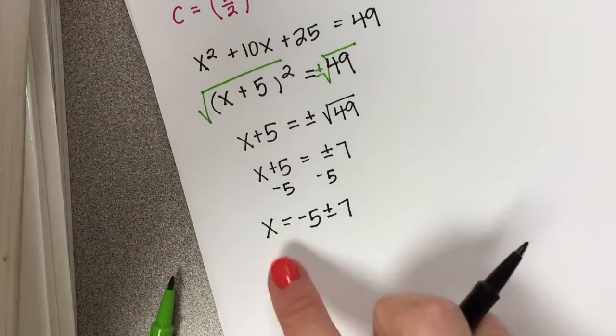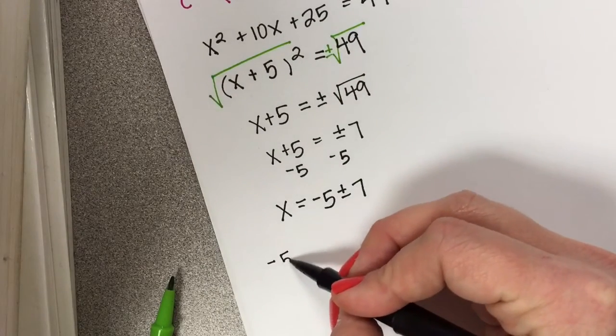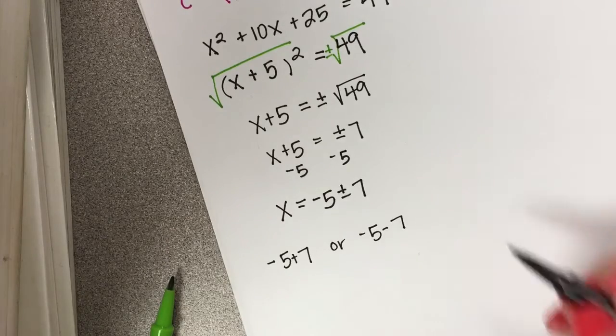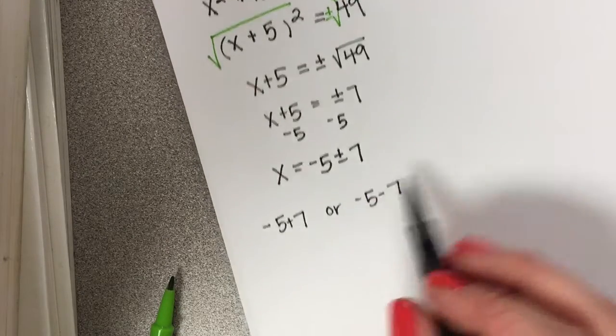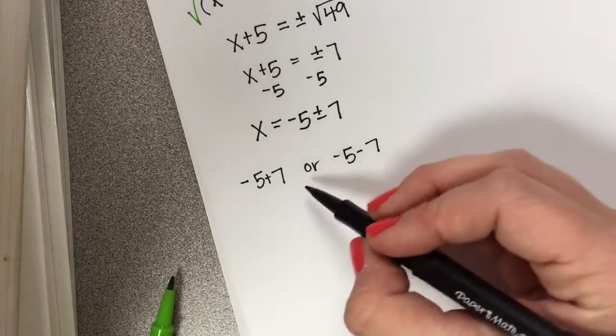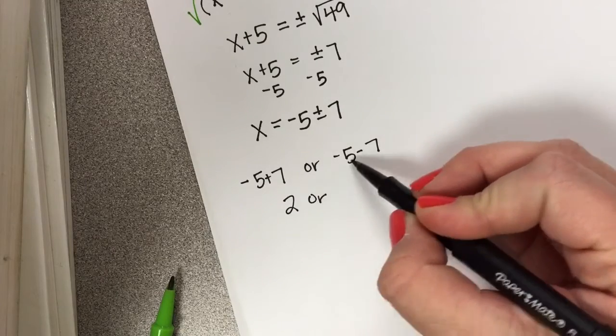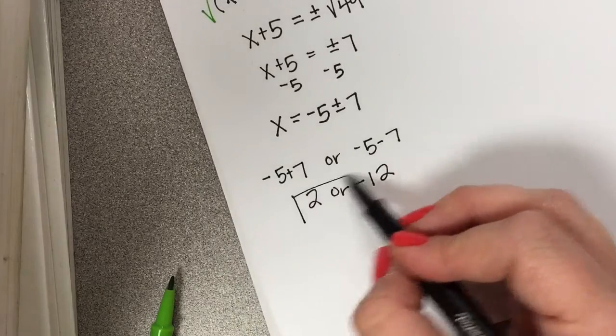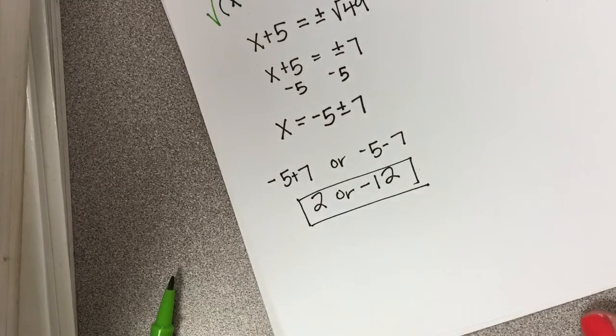I'm going to have to work them out, but it could either be negative 5 plus 7 or negative 5 minus 7. This is just a way to write it in one expression. So negative 5 plus 7 is 2, or negative 5 minus 7 is negative 12. And those would be my two answers, okay?